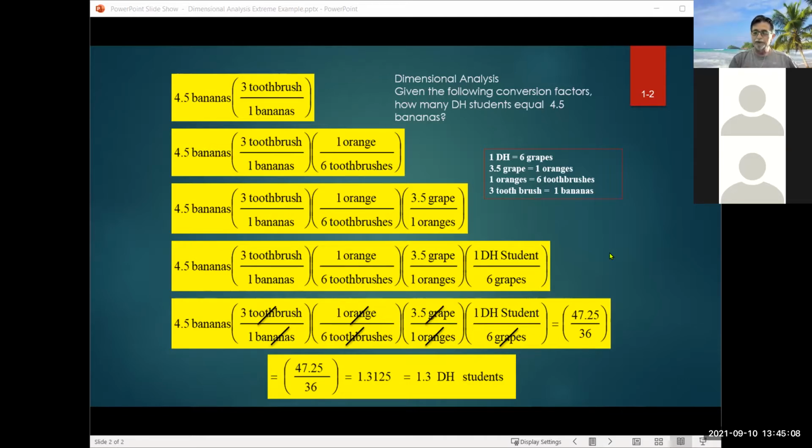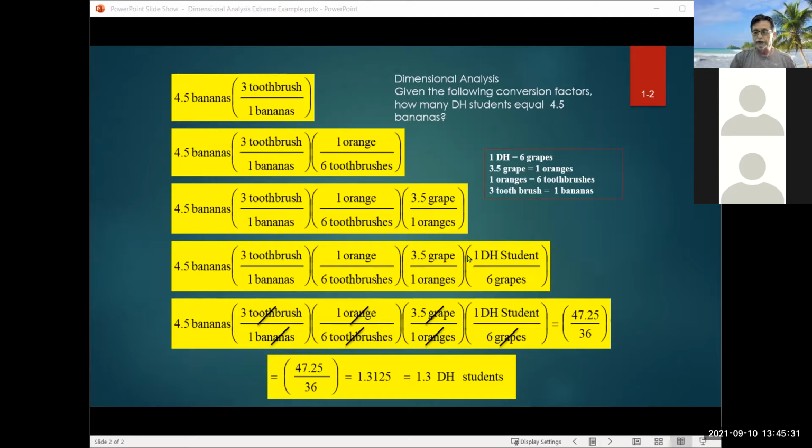Very extreme example. The point to take away from this is setting up your system. This whole system has a name. Dimensional analysis is a name. Factor label method is another name. I think your book uses the factor label method. I just call it keep track of your units.